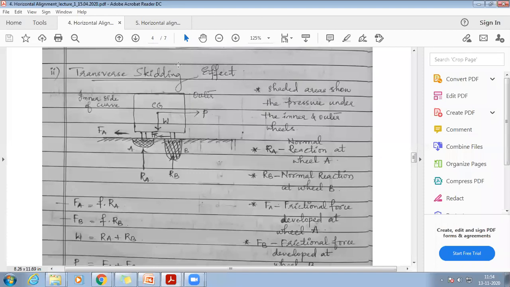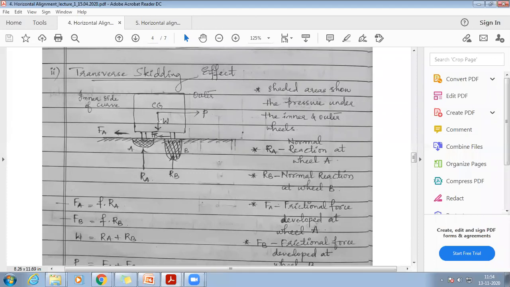Okay, so that's why specifically I've written it here, the transverse skidding effect. So again, I've drawn the vehicle here. You can see the self weight of the vehicle is W. You can see the centrifugal force P, capital P, and this is the outer side of the curve. At present the vehicle is standing on the curve.